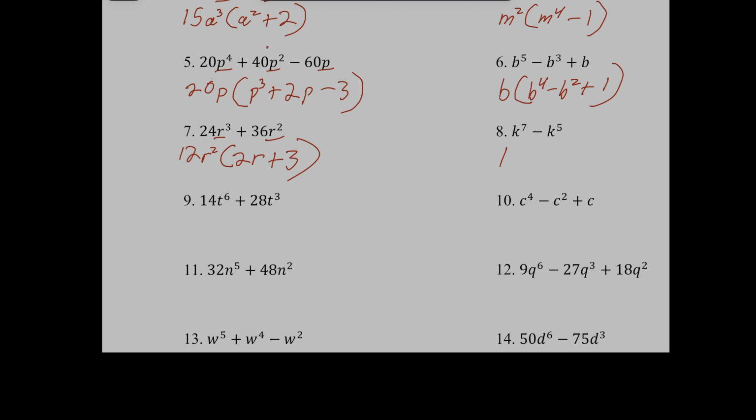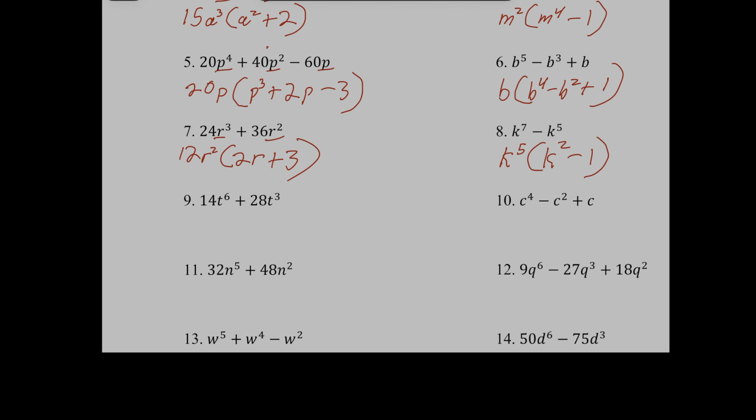Number 8, okay? 7 K's, 5 K's. I can pull out 5 from both of them. In the first one, I had 7, I pulled out 5, I'm left with 2. And in the second one, I pulled out everybody, so do I write nothing? Do I write a 0? Remember, we're dividing. K5 divided by K5 is a 1. You have to keep your 1 there.